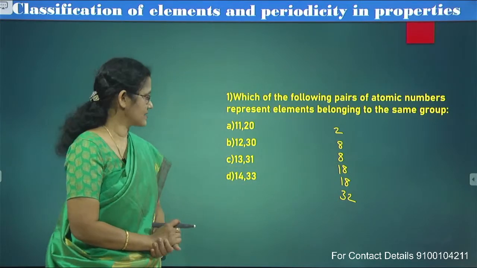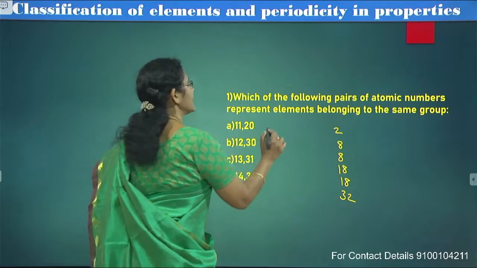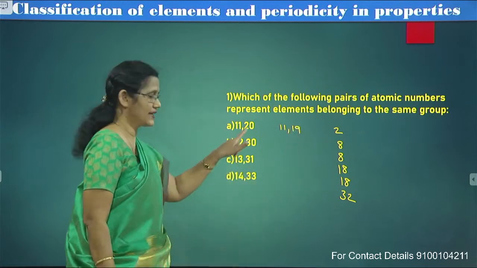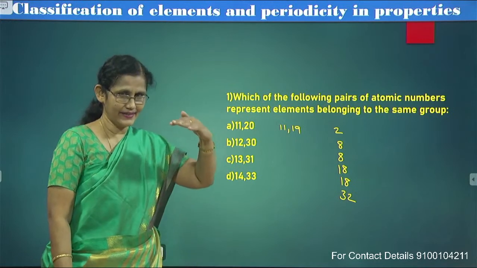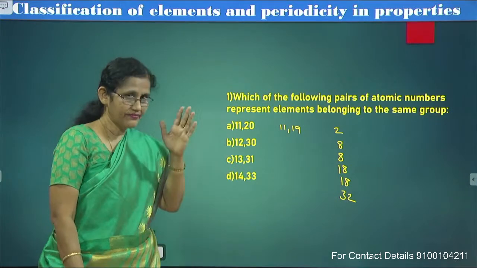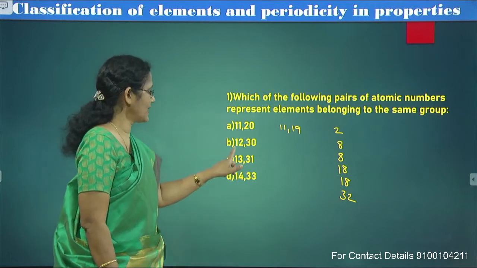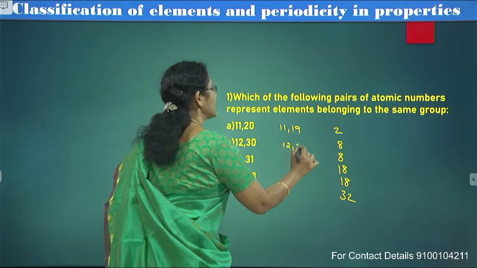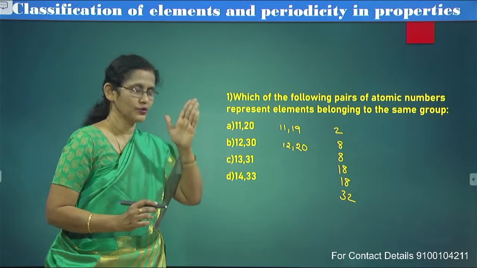We will check once. See here, 11, add 8: 11 plus 8 means you should get 19, but he said 20, so they are not in the same group. Keep on adding 8, 8, 18 like that. After 12 what we said? Add 18. So, 12 plus 8, right, it should be 20.